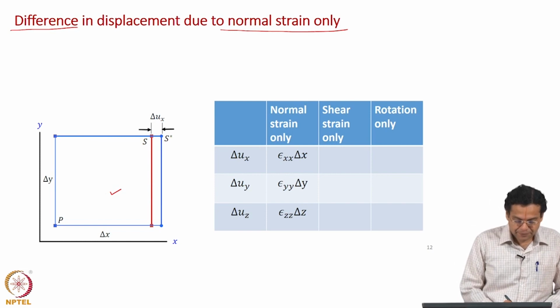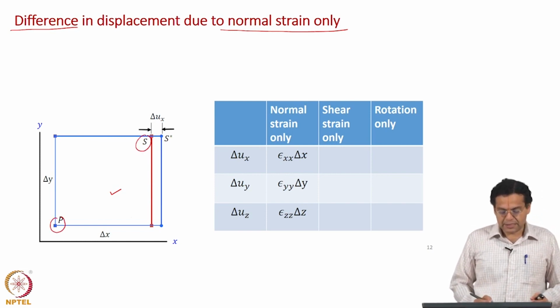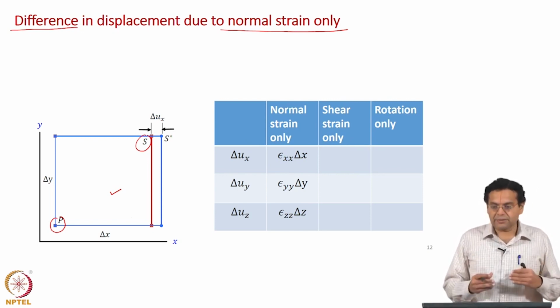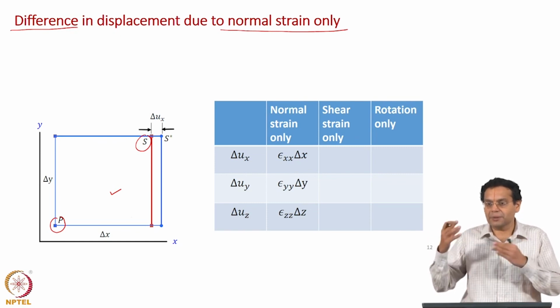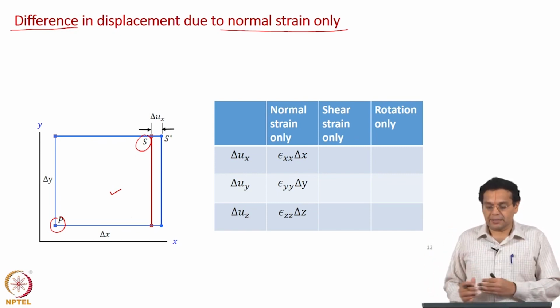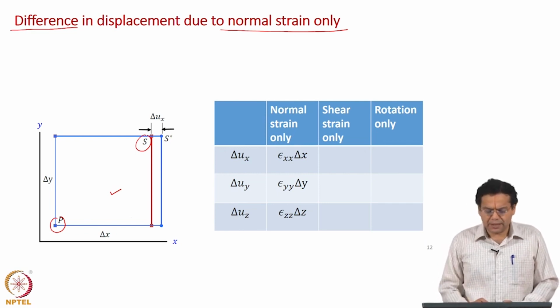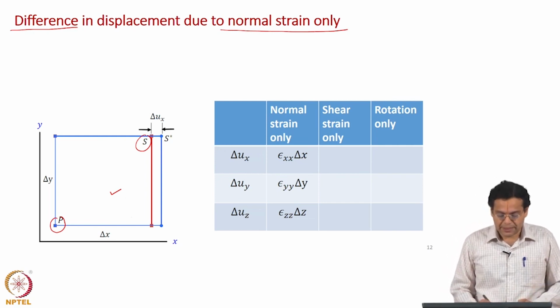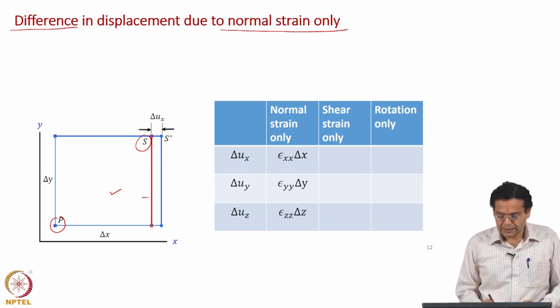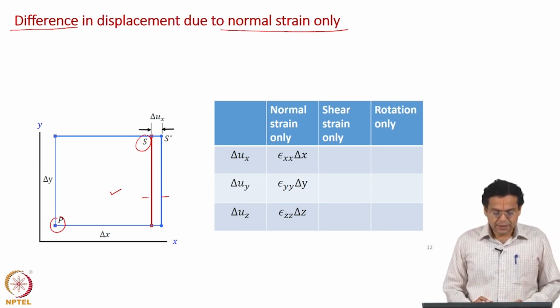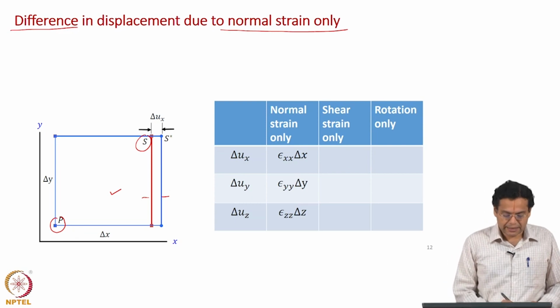Please note that we are considering a point P and a point S, the x distance is delta x, y distance is delta y. This is in line with our earlier consideration of points P and Q separated by delta x, delta y, delta z. Now the plate undergoes normal strain only. What do I mean by that? There is a change in the length along the x direction only, there is no change in angle.